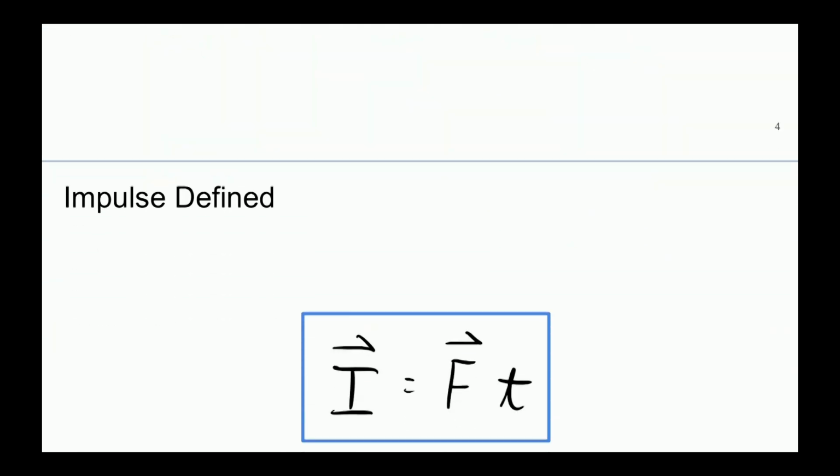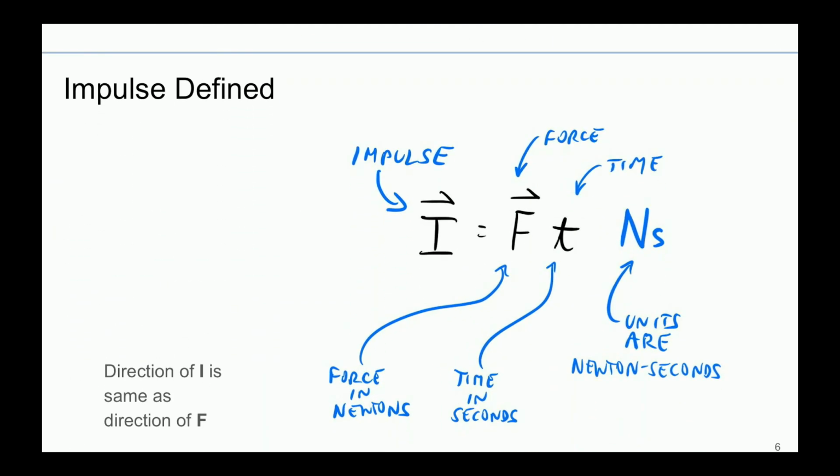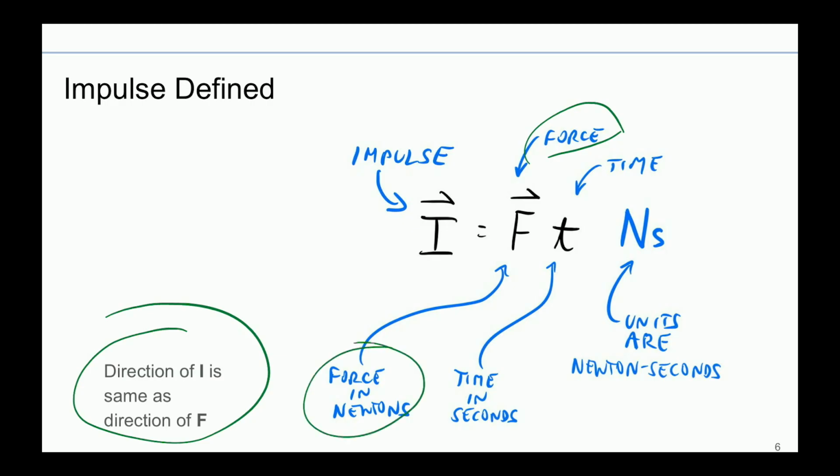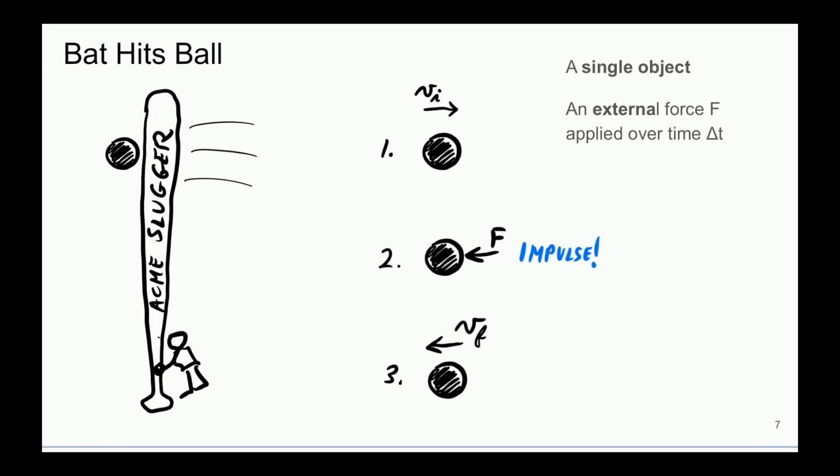Now we define impulse as force times time. It's a vector, and the direction of the impulse is the same as the direction of the force vector, as you might have guessed. Because time is a scalar, if I multiply these two things together, I get a vector, everything's cool. Notice that if I take force in newtons and time in seconds, my units are Newton seconds, right? Newtons times seconds.